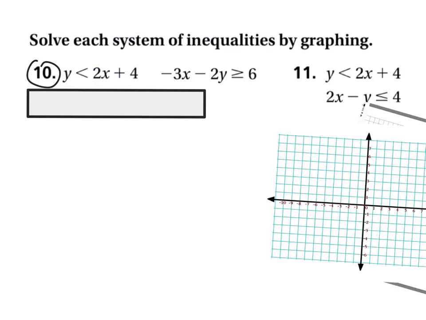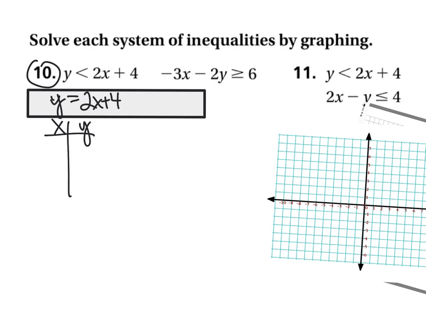So number 10, they want us to solve the system of inequalities by graphing. So what we're going to do is solve by graphing. The first inequality is solved for y, so we need to pick some points that would be on the line. We're thinking about the line y equals 2x plus 4. Even though it's less than, we're thinking about y equals 2x plus 4.